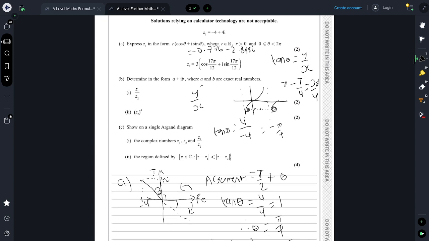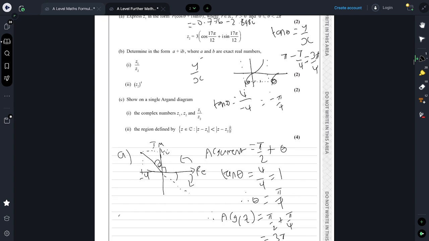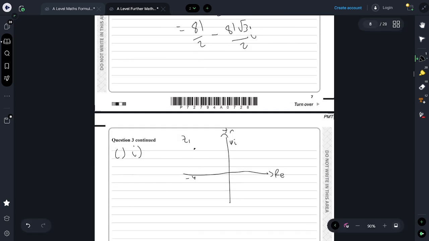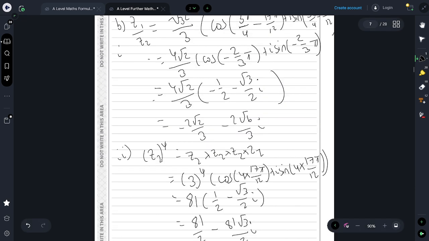Anyway, so minus 0.7, minus 2.8. So that's going to be like there. So Z2 is going to be like there. Sorry, that's going to be like there, isn't it? Minus 2.8, minus 0.7. So that's Z2. And then Z1 over Z2.